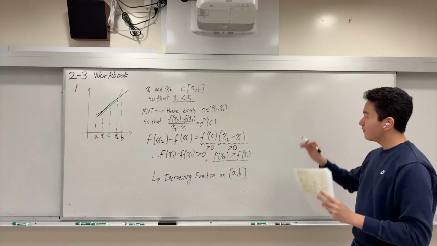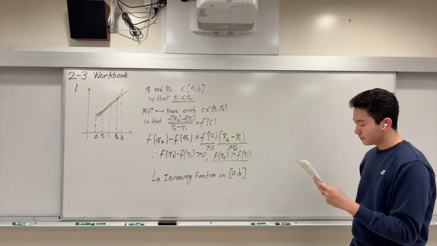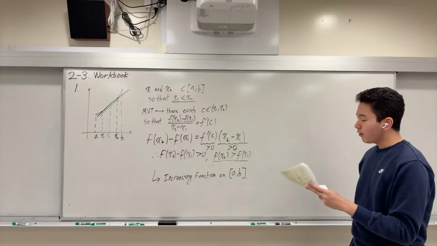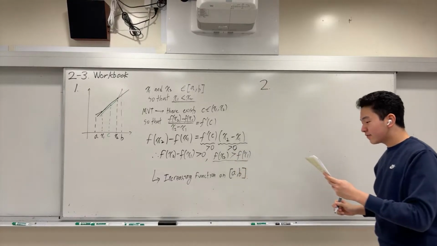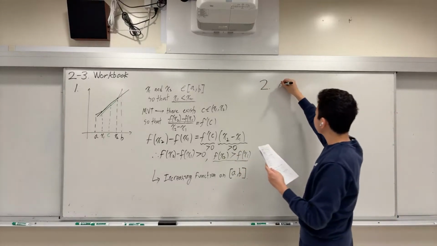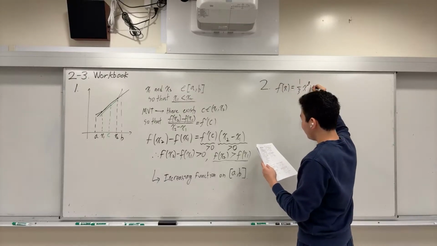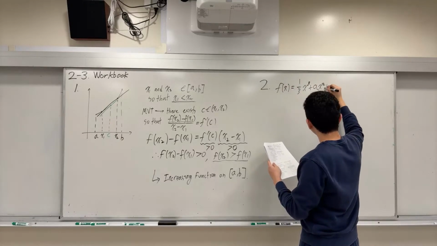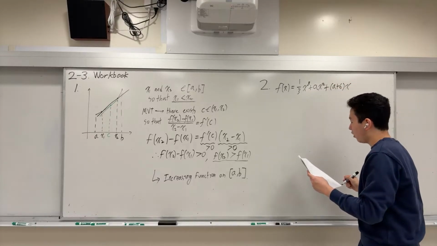Okay, so that was more of a theoretical problem. Let's see here. Okay, so let's solve number 2 together. It asks us, for what range of real number a does this function f of x equals 1/3 x cubed plus ax squared plus (a plus 6)x increase on the set of all real numbers?